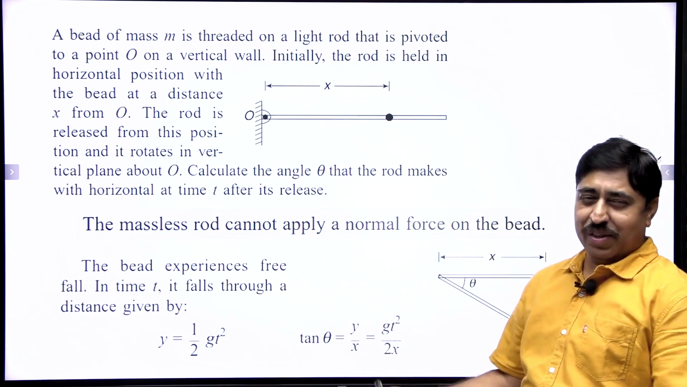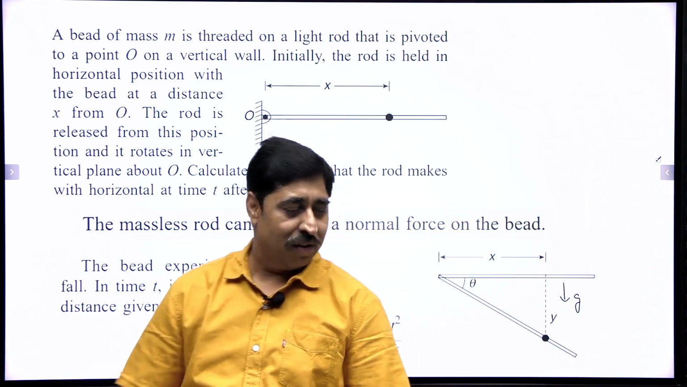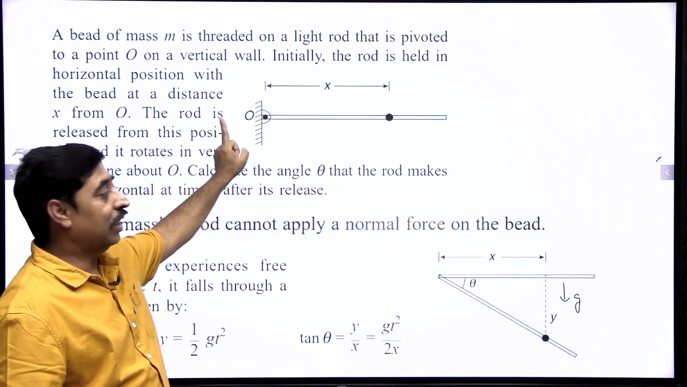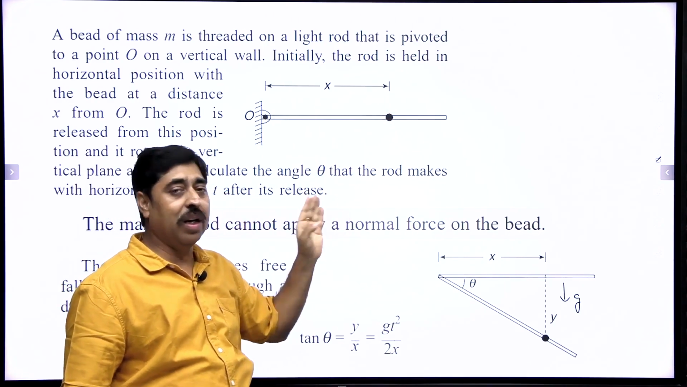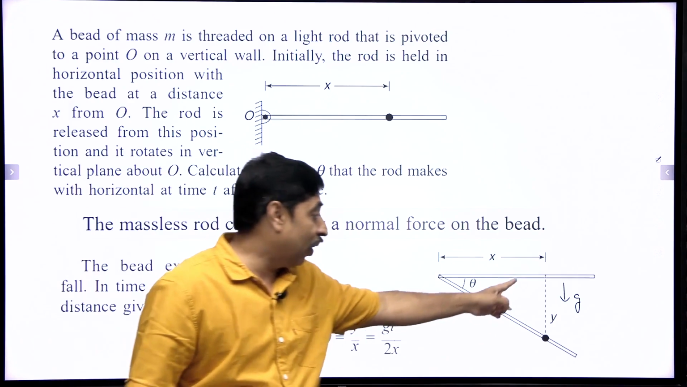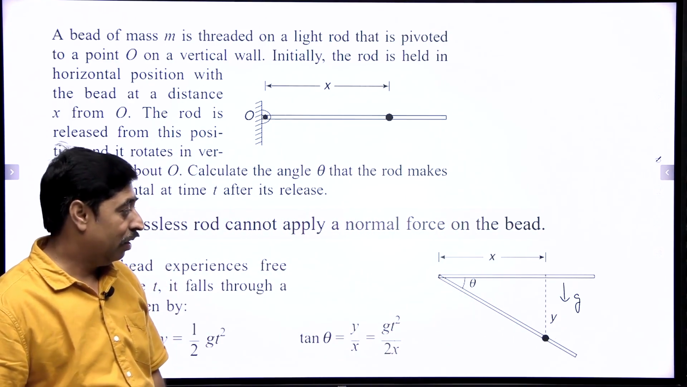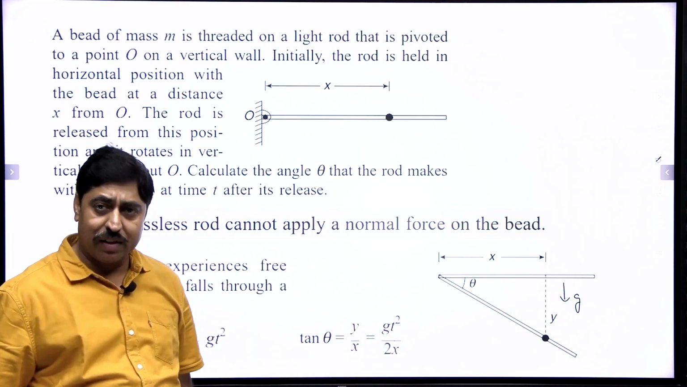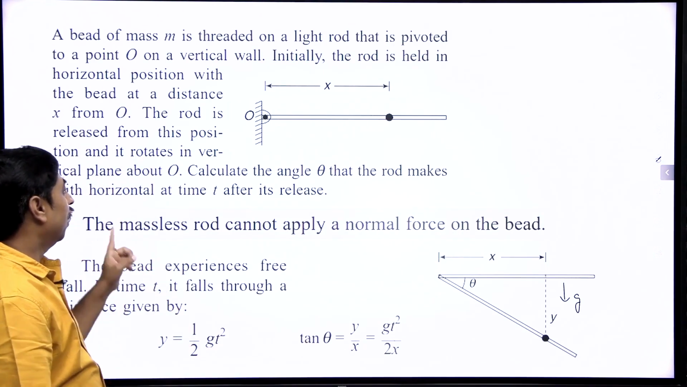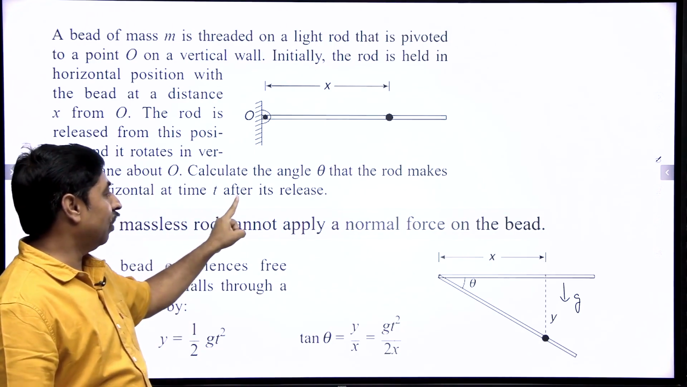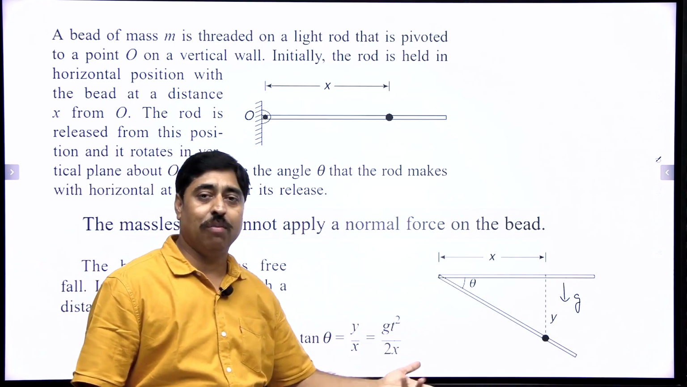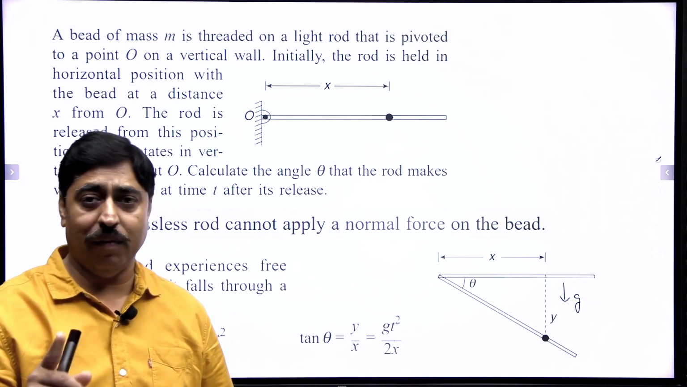Now everything is pretty simple mathematics, right? So this tan theta can be written as y upon x. In the question, this x is a given quantity, and the bead is falling vertically down with acceleration g. In time t, it has fallen through a distance y, which is given by half gt square. So I am writing tan theta as y upon x, where y is gt square by 2, upon x. Are you getting my point? So this is our final answer. The question asks, calculate the angle theta that the rod makes with horizontal at time t after its release. This is the answer: tan inverse of gt square by 2x. I hope you all have understood this question.